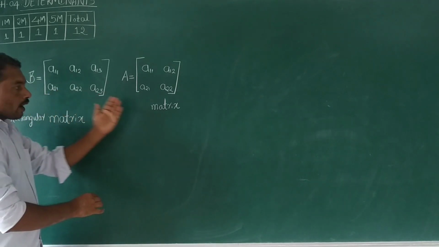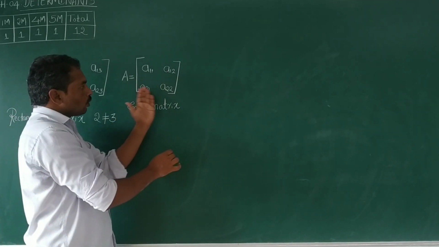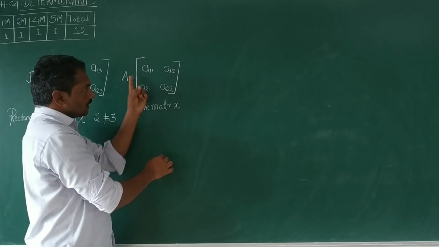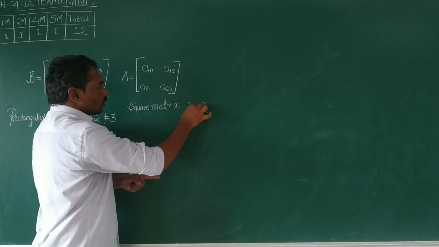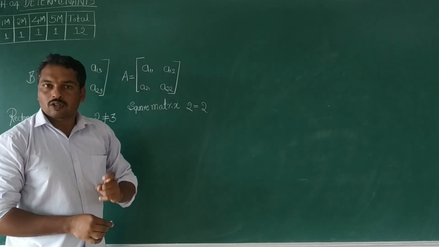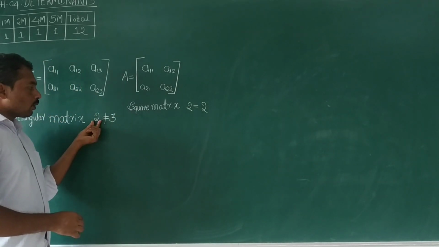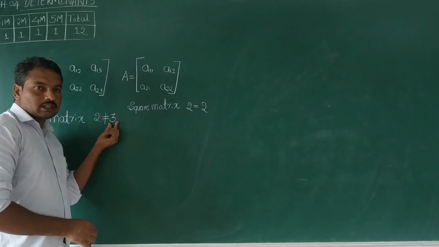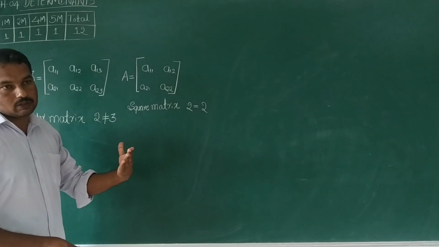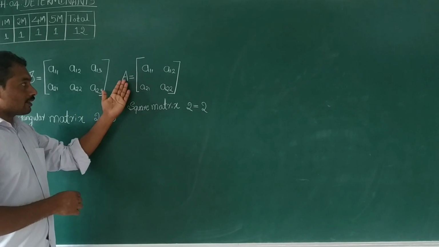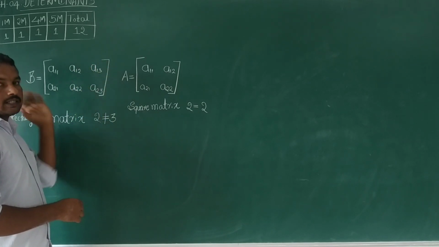Whereas a square matrix is a matrix in which the number of rows is equal to the number of columns. Here there are 2 rows and 2 columns, so it has an equal number of rows and columns. A rectangular matrix has a number of rows different from the number of columns, but in a square matrix the number of rows is the same as the number of columns. All matrices are denoted by capital letters, and a matrix is an arrangement enclosed within square brackets.